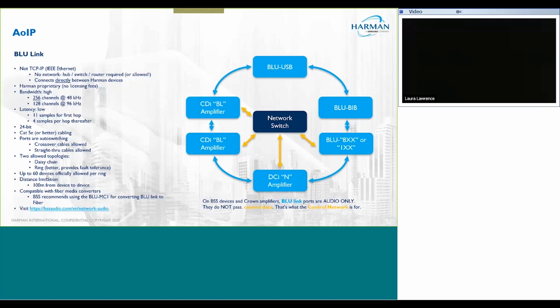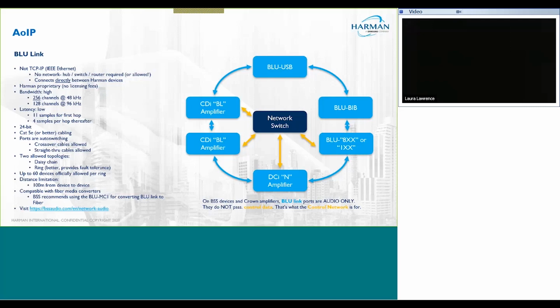The bit depth is fixed in all of BLU Link, and it's fixed to 24-bit depth, and that's not adjustable. We are translating the audio into digital internally, and since we're in control of that, we fix it at 24-bit depth. All the ports across everything that has a BLU Link input and output on it are auto switching. That means we can use crossover cables or fixed cables. It doesn't matter. It doesn't care. It figures it out and it just works.